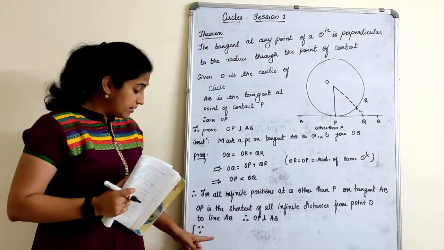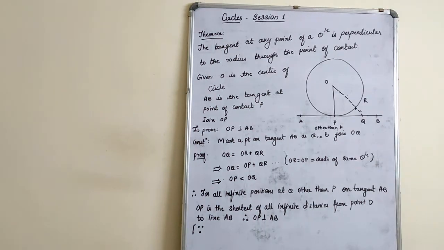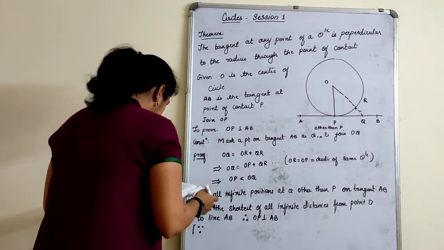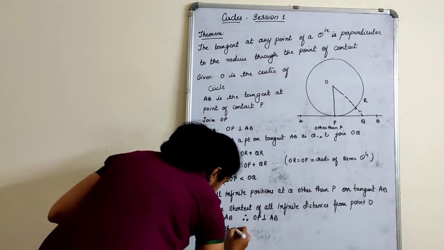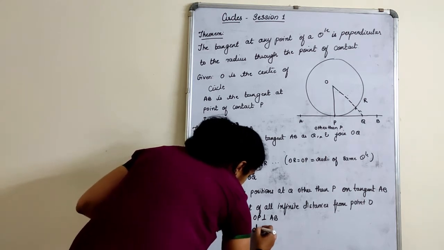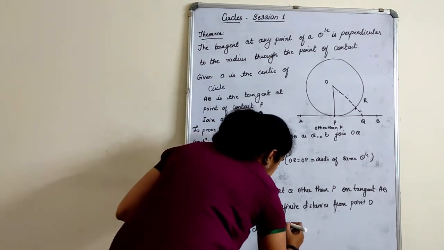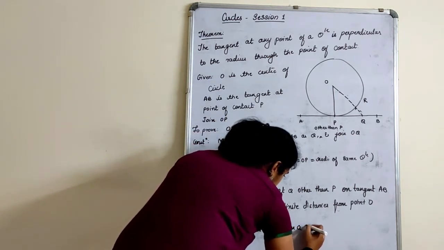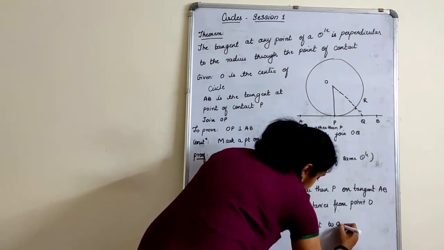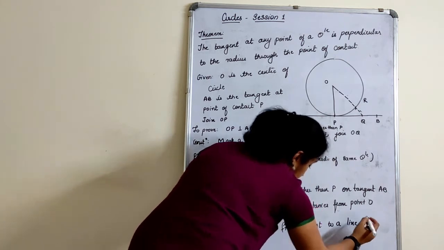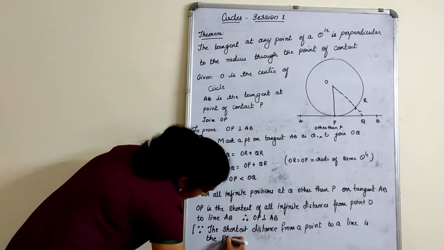Now since we have written this here, the reason we have to write is that the shortest distance from a point to a line is the perpendicular distance.